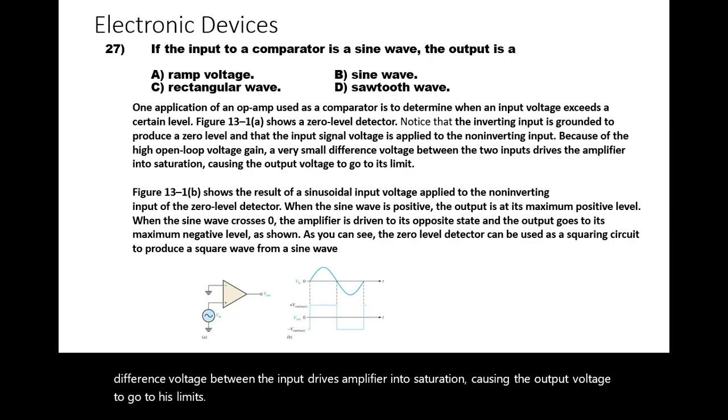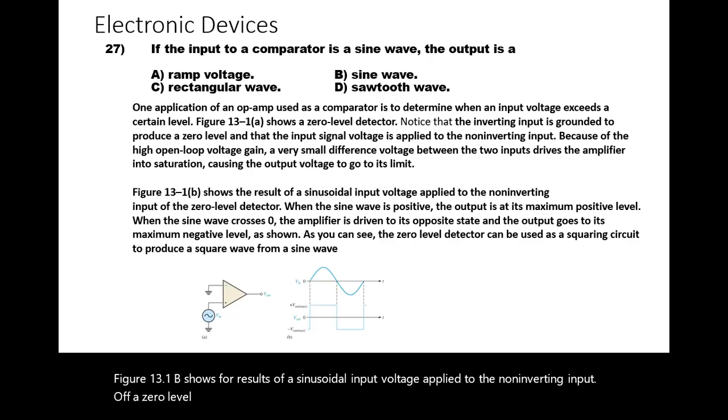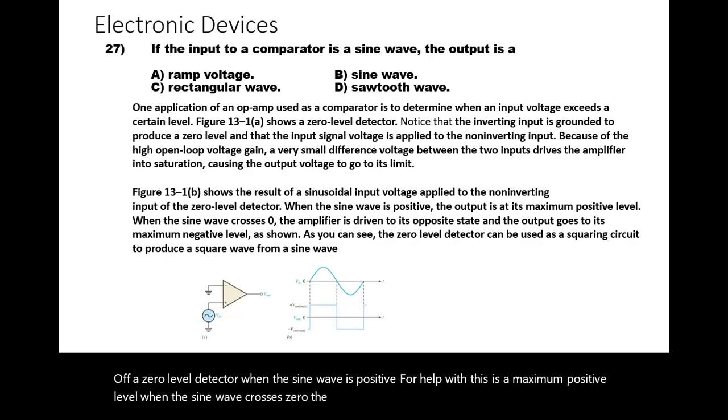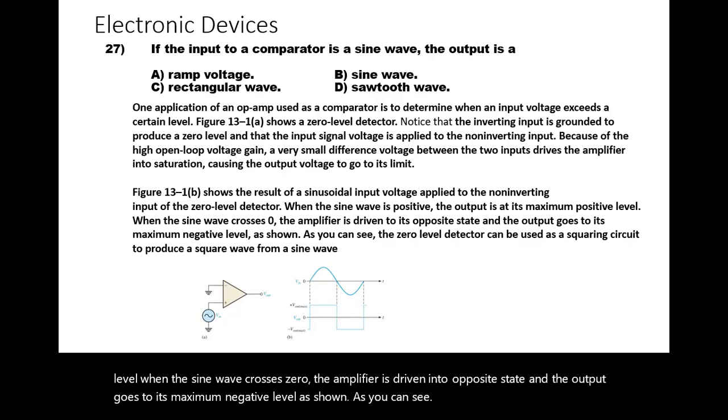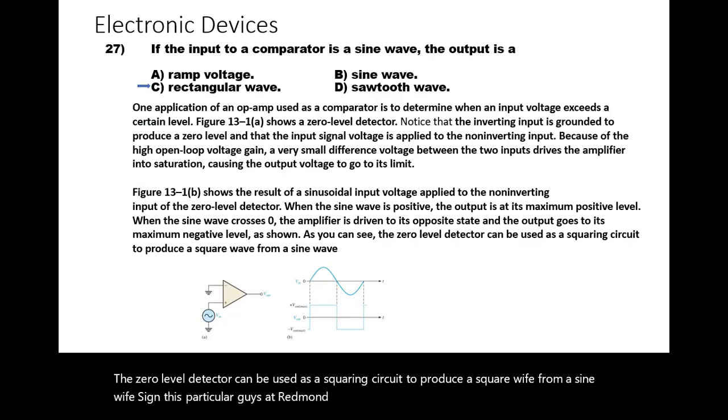Figure 13.1b shows the results of a sinusoidal input voltage applied to the non-inverting input of a zero level detector. When the sine wave is positive, the output is at its maximum positive level. When the sine wave crosses zero, the amplifier is driven into the opposite state and the output goes to its maximum negative level as shown. As you can see, the zero level detector can be used as a squaring circuit to produce a square wave from a sine wave. So in this particular case, that's the rectangular or square wave signal.